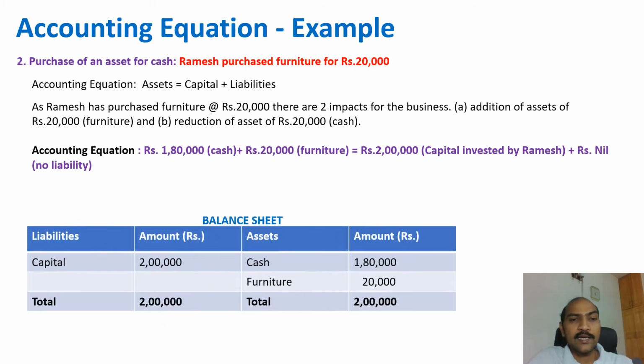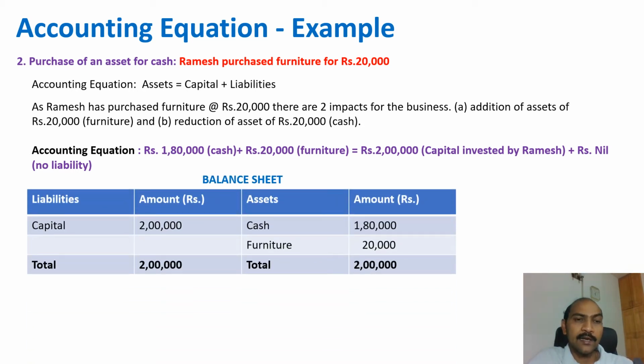Correct. So on this date, if you prepare the balance sheet, you can see the capital reported by the business is 2 lakh rupees, and on the asset side, furniture is 20,000 rupees and cash is 1,80,000, and the liabilities and the assets are tallying at 2 lakh rupees.